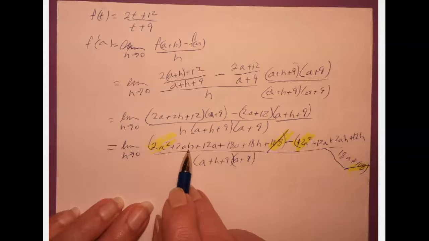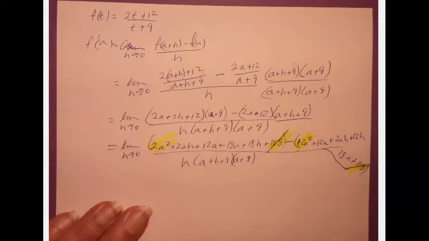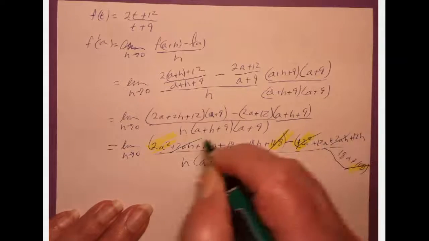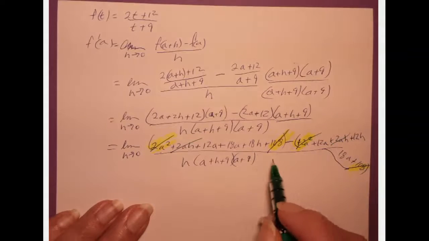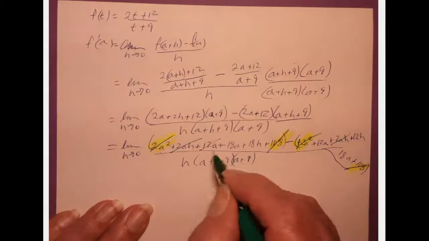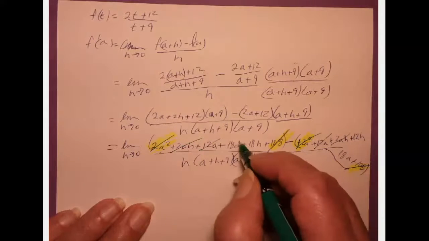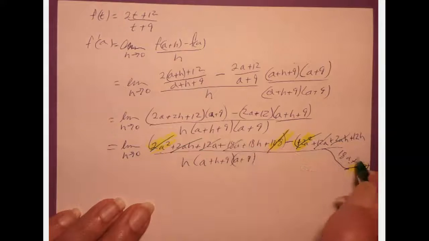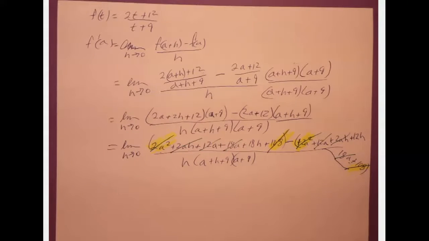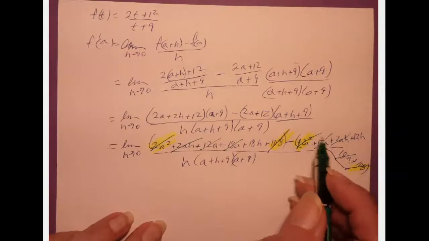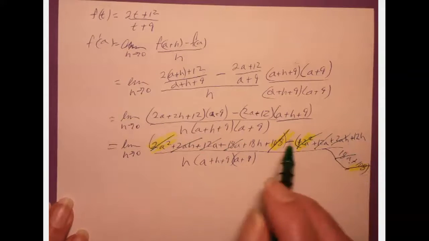Now we have a 2ah here. So that's going away. So we have more going away. 2ah, 2ah. We have a 12a. That goes away. That goes away. We have a 18a. That goes away. That goes away. So just about everything went away. So we're left with 18h minus 12h, which I think gives me 6h.